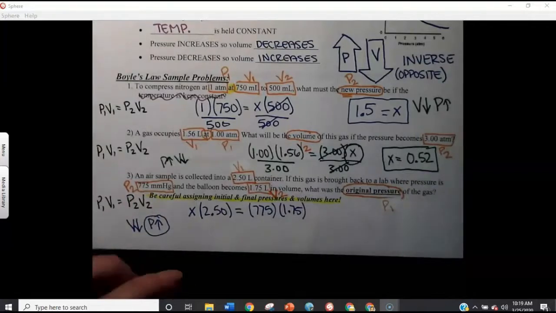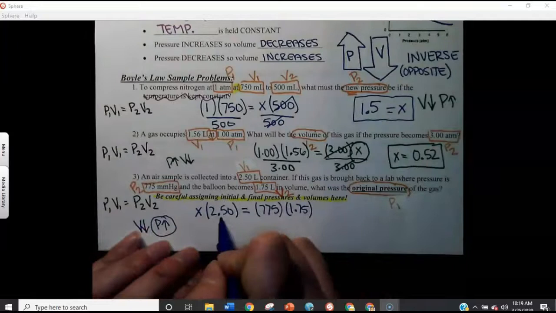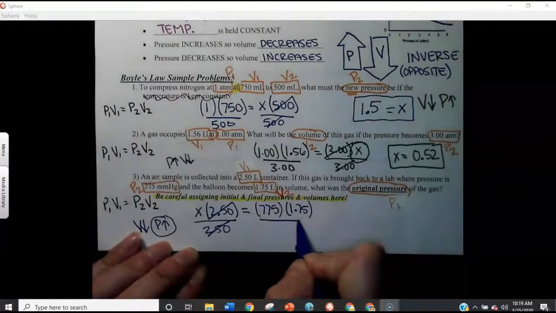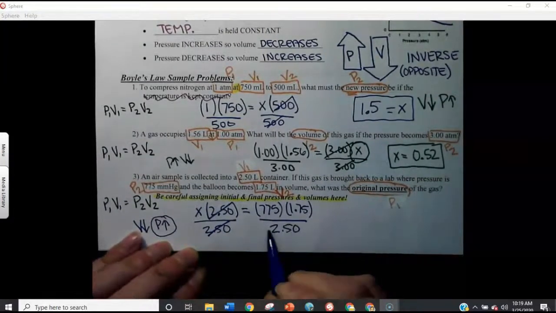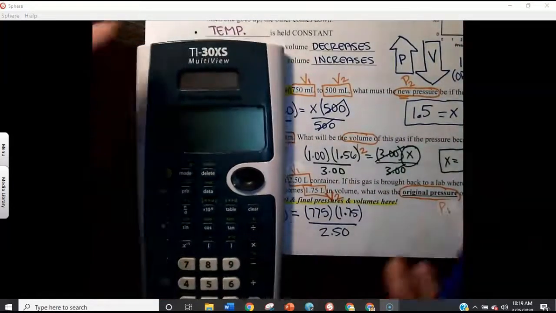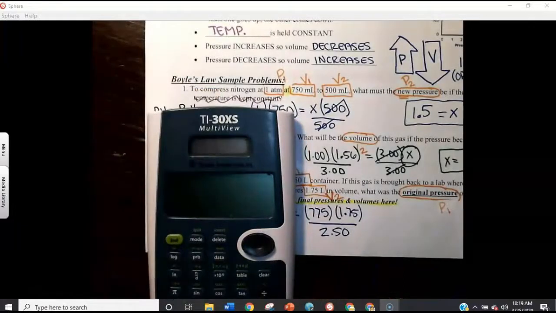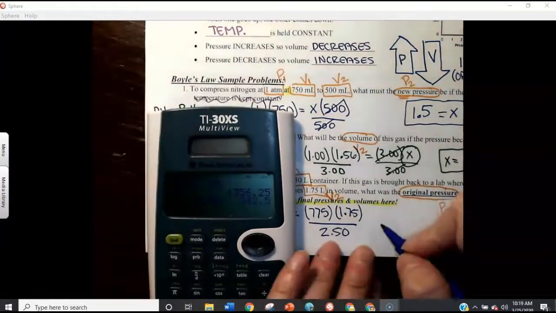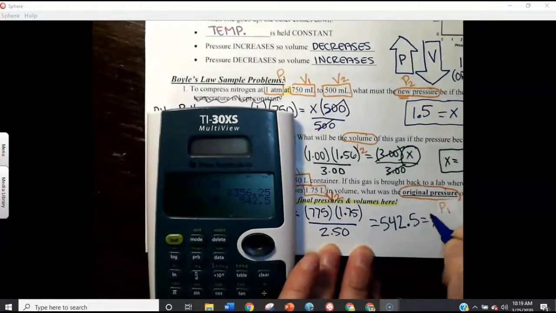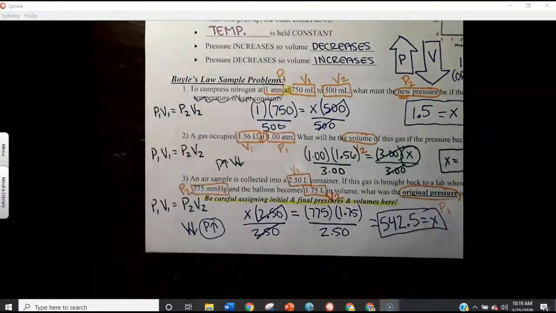I might have just said that backwards. Let me think about this. Sorry, guys. All right, I want to do the opposite of multiplying by 2.5, so we're going to just divide by 2.5. Let me scoot this to the side so you can see my calculator. Multiply my top values: 775 times the top, 1.75, equals, divided by the bottom, 2.50, gets us 542.5 as our x. And this is where I got confused.